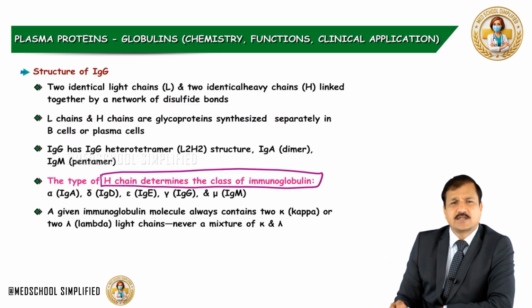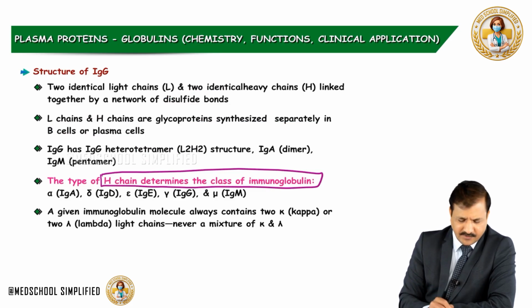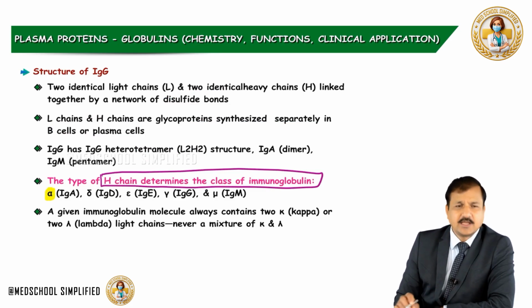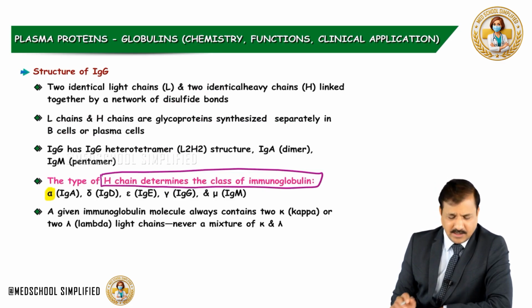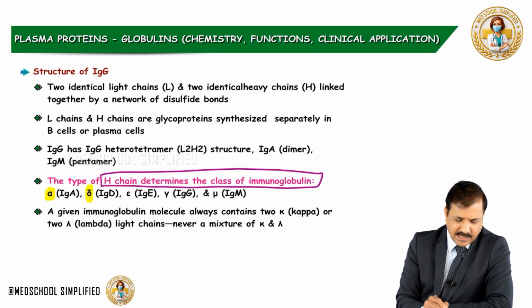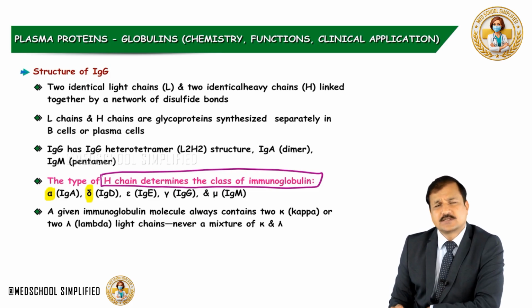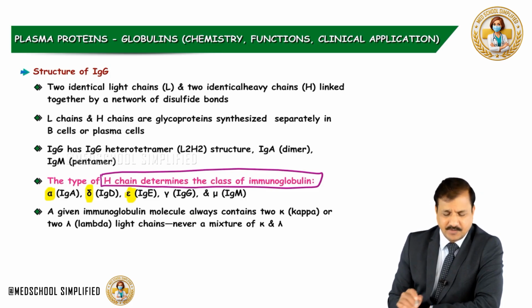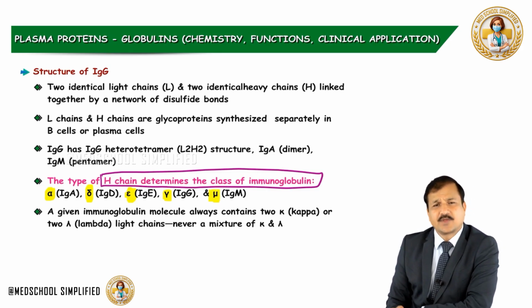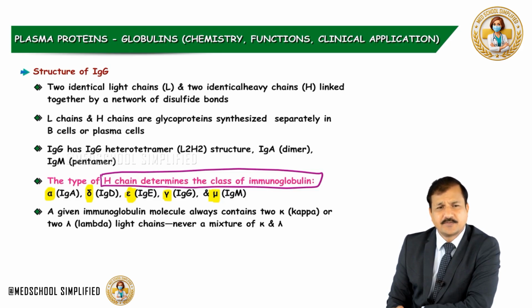If the heavy chain, that is H chain, is alpha, then the immunoglobulin is referred to as IgA, A for alpha. If the heavy chain is delta, then the immunoglobulin is referred to as IgD, D for delta. If it is epsilon, it is IgE. If it is gamma, it is IgG. And if it is mu, it is IgM for mu.